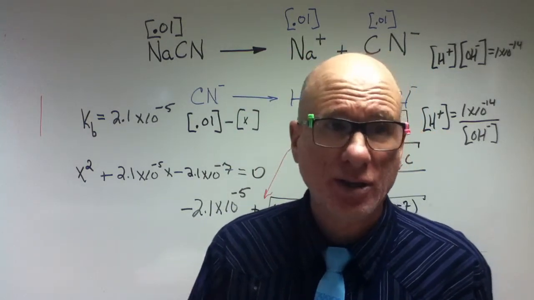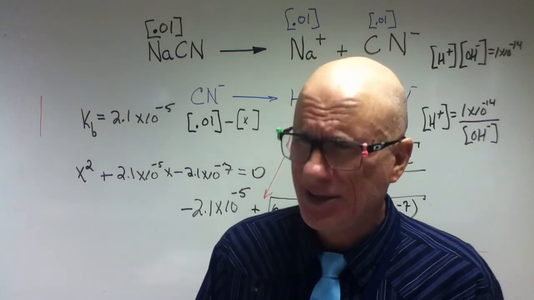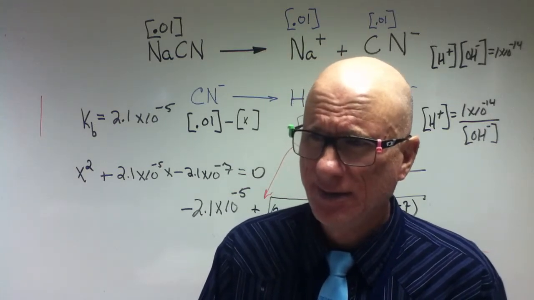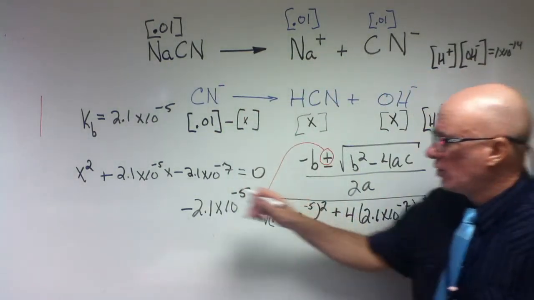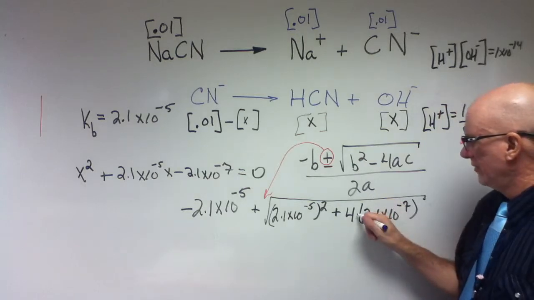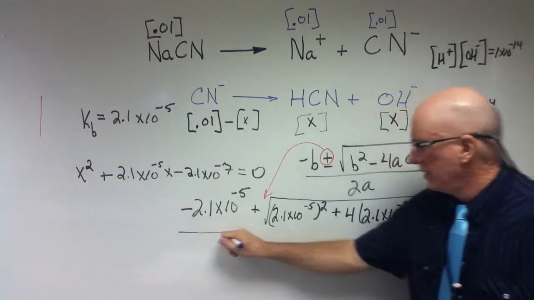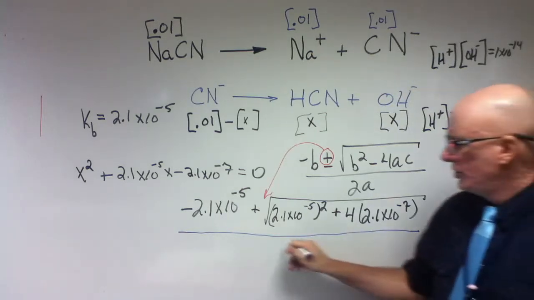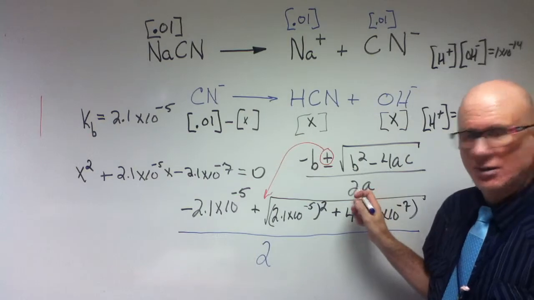You know, I'm talking to you as if you have had this. You have had this, correct? Okay. So that's why I'm talking to you. So 4 times 1, so whatever. Okay? And then divided by 2a, right? A is 1, okay.